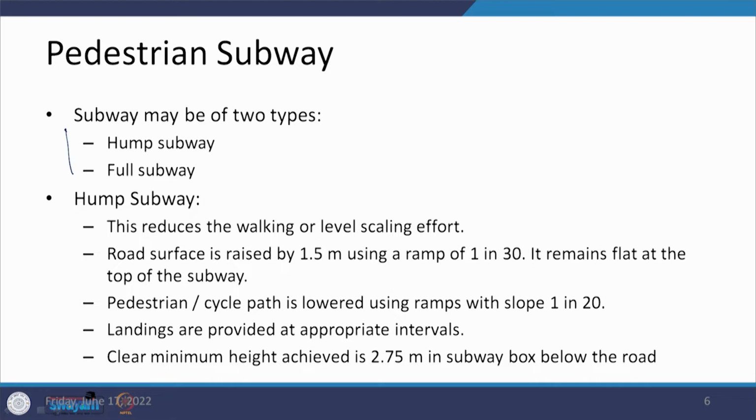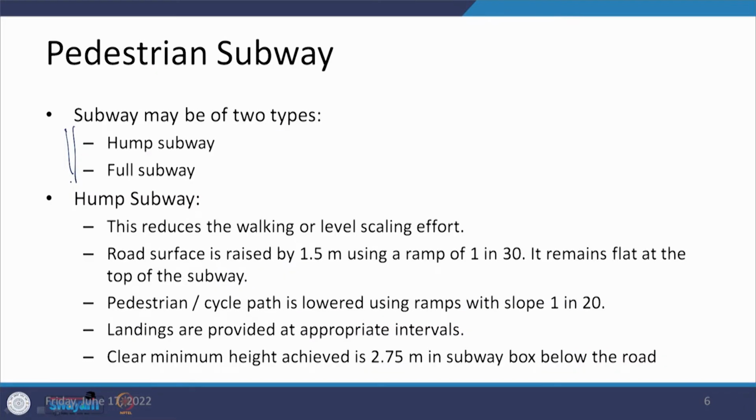First of all, the classification can be defined as a hump subway or it can be defined as a full subway. When we say that it is a hump subway, that clearly means that something is happening like this, which is defined as hump. So, this can be the road level and this is a hump subway. Now, the subway is being provided below at this particular location. What are the advantages of this? We are going to know when we discuss it.